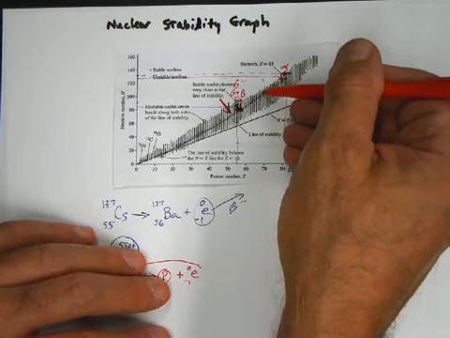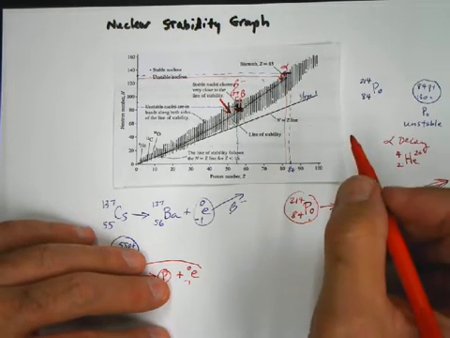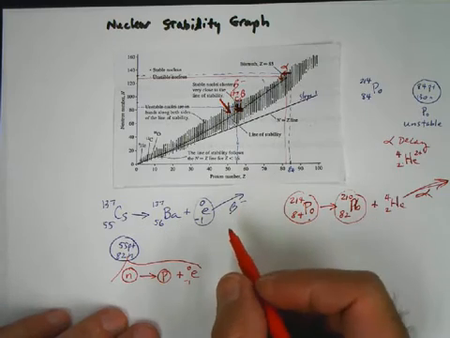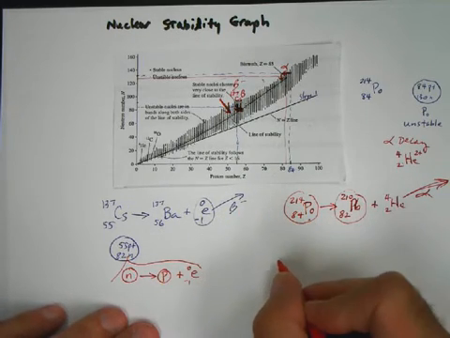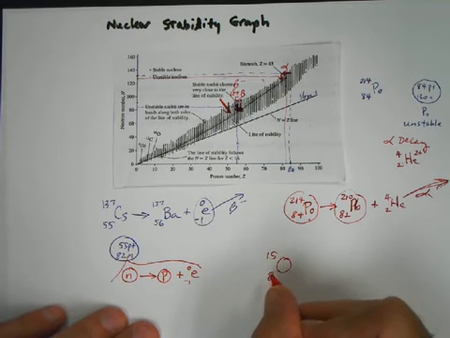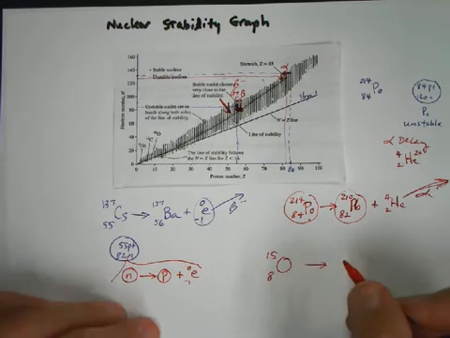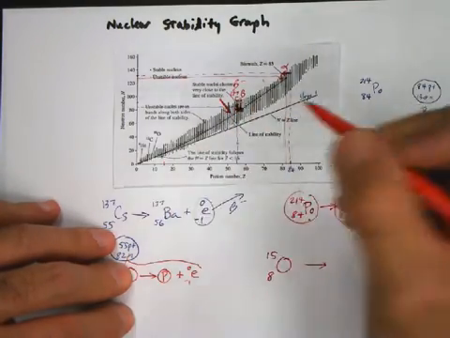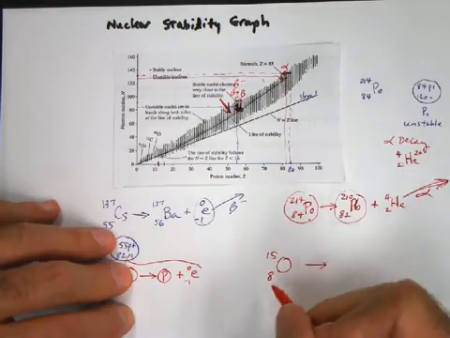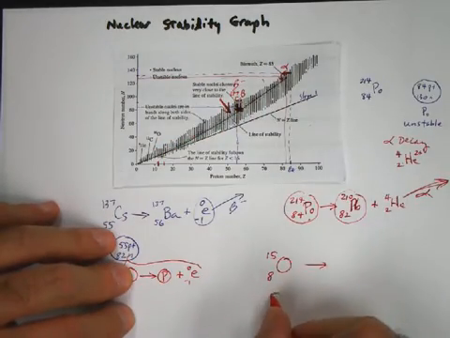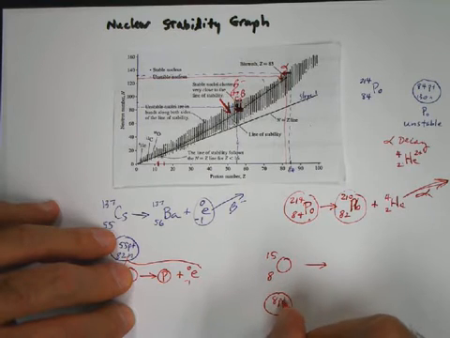On the other hand, what if we had something like this, where we have oxygen 15? Okay, let's find oxygen 15. Well, there's 8 for the atomic number of oxygen. 8 from 15 gives us 7, so we have 8 protons and 7 neutrons in that particular isotope of oxygen.